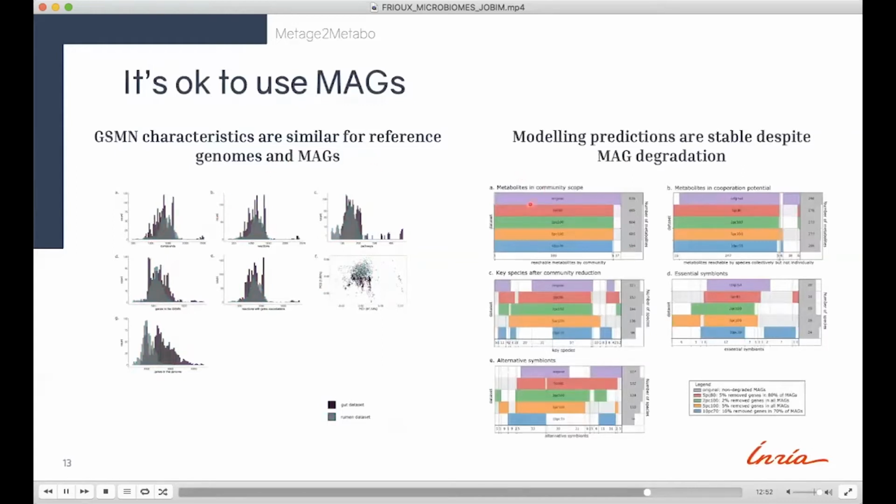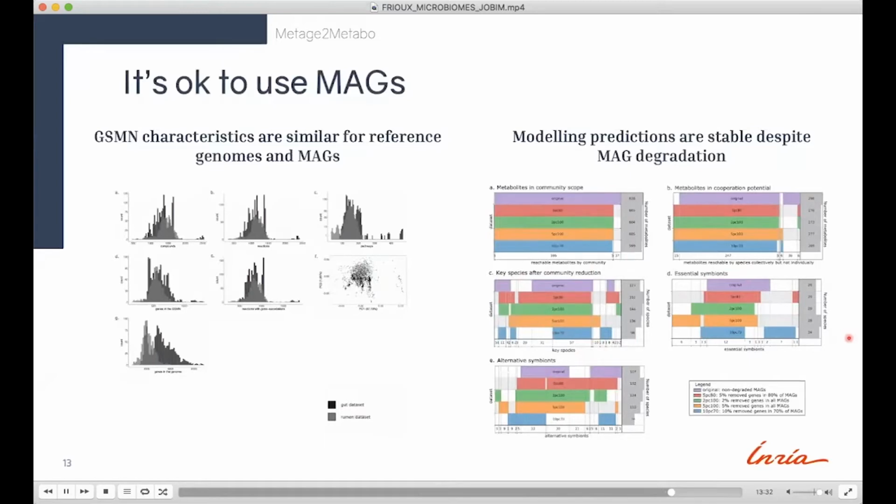There is a strong metabolic redundancy in microbiotas, and this reflects on a very stable set of compounds producible by communities, regardless of the degradation of the genomes. Some effects are more visible when we look at key species computation. There, the more we degrade the genomes, the more different are the sets of key species. But we can see that for small degradations, the set of key species is relatively stable.